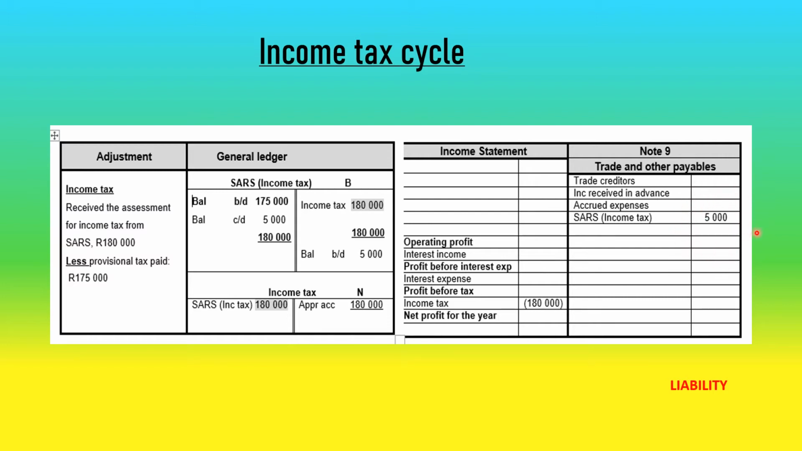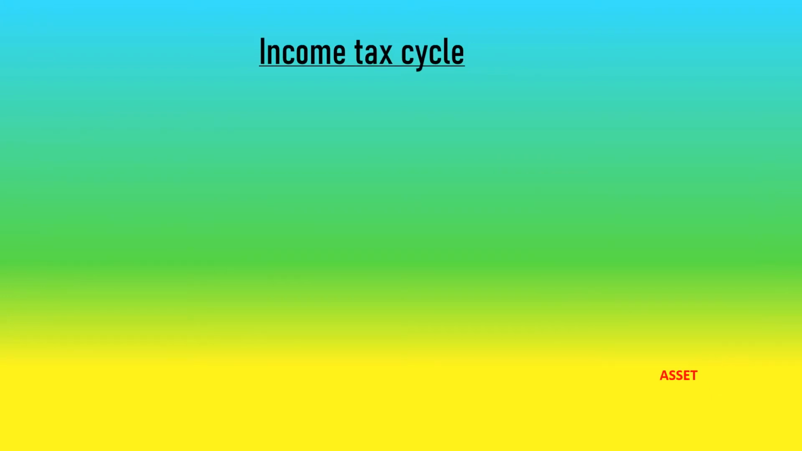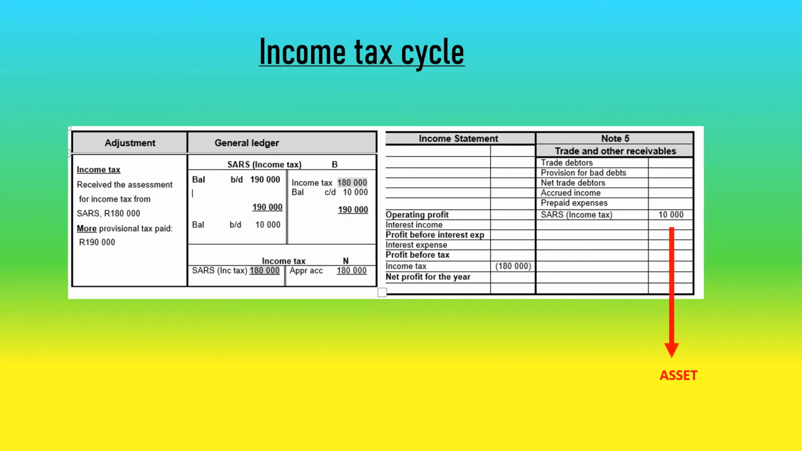Therefore, you will only show the 5,000, which is the liability, and not the full 180,000. You've already accounted for 175,000, which you've paid. 5,000 is still to be paid, and therefore it is showing as a liability. In this instance, you'll see that you've received a 180,000 Rand income tax SARS assessment. This is what SARS is telling you that you need to pay.